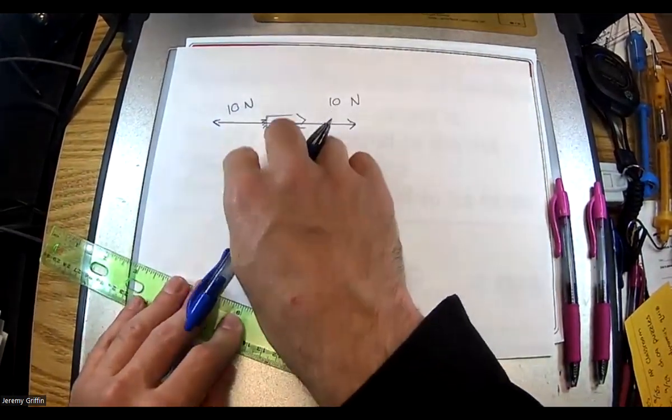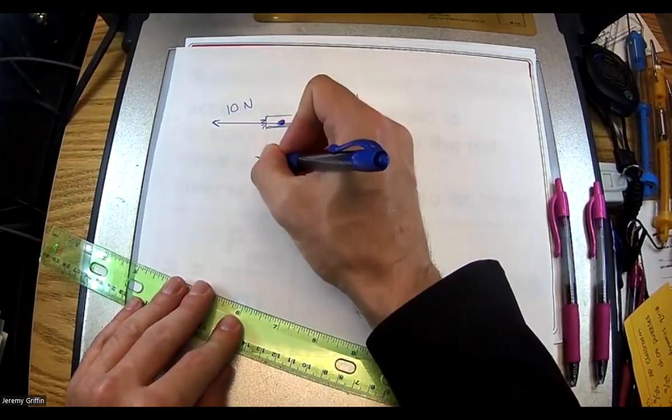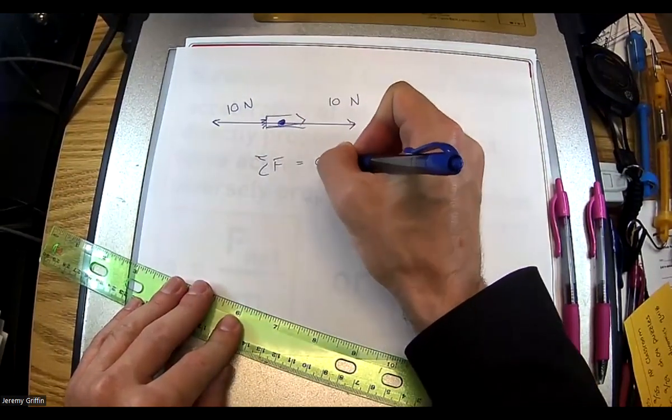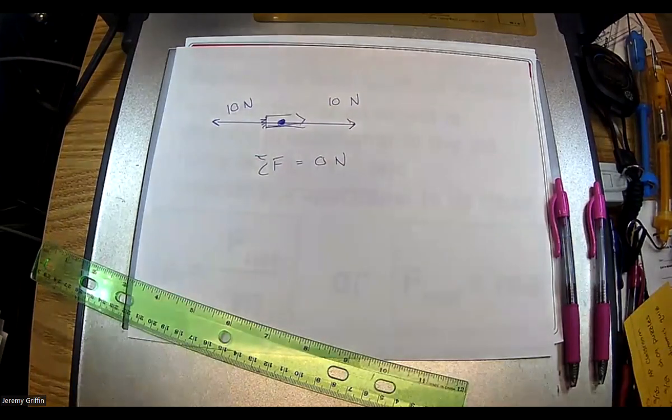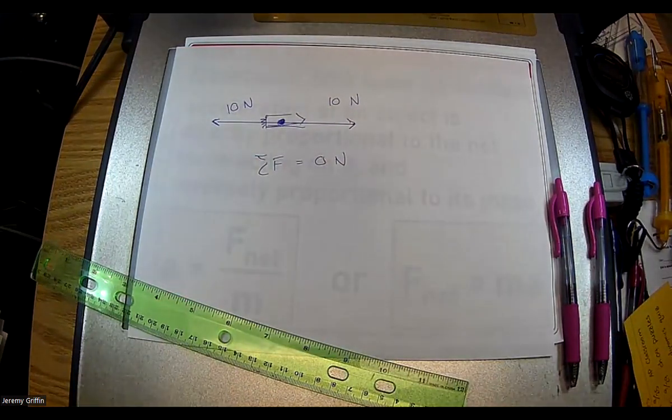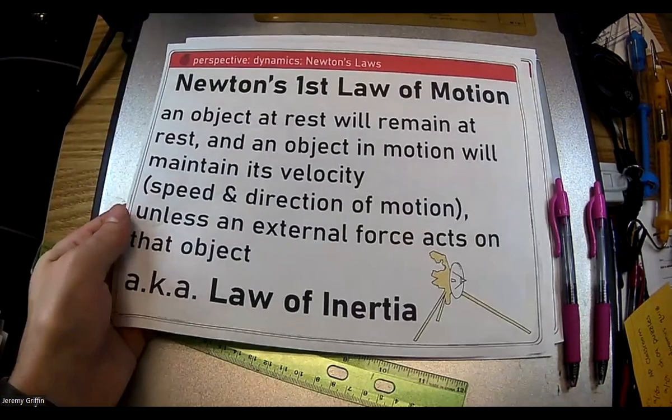Now what is the net force on that object? 0. The sum of the forces is now 0 newtons. Is that equilibrium? Does that mean the object stops, or does that mean it just no longer accelerates?